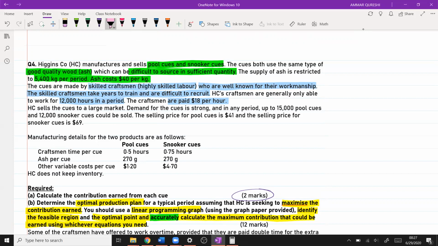Now, what's next? The company sells cues in a large market, and demand for cues is strong. In any period, up to 15,000 pool cues and 12,000 snooker cues could be sold. That means the examiner is communicating that we cannot sell more than 15,000 pool cues and 12,000 snooker cues. The selling price for pool cues is 41, and the selling price for snooker cues is 69.